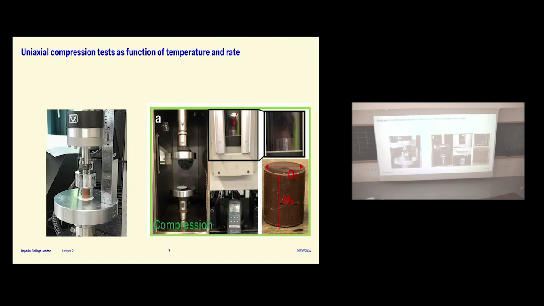So we wanted to do tests as a function of temperature, because you put the chocolate in your mouth when it's at room temperature, or some people like eating it from the fridge, but we didn't look at that, and rate. Okay, so we did tests like this. This is a cylinder of chocolate, and you squish it. And we also did them within an environmental chamber, as is shown here, such that you can raise the temperature and do the same tests under different temperatures.